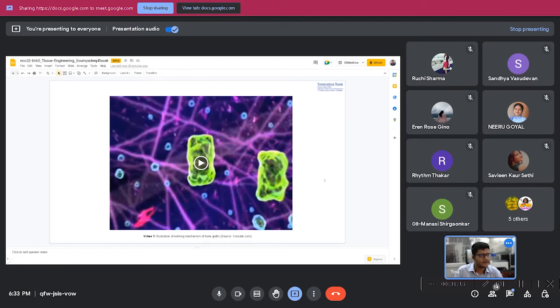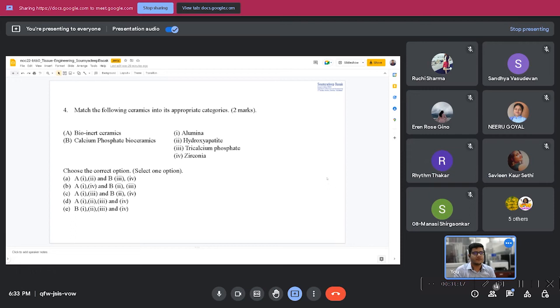Now the next question we have, match the following ceramics into its appropriate categories. So now the table goes, it says bioinert ceramics and calcium phosphate bioceramics. Then the options are here: alumina, hydroxyapatite, dicalcium phosphate, and zirconia. So what is the correct option?